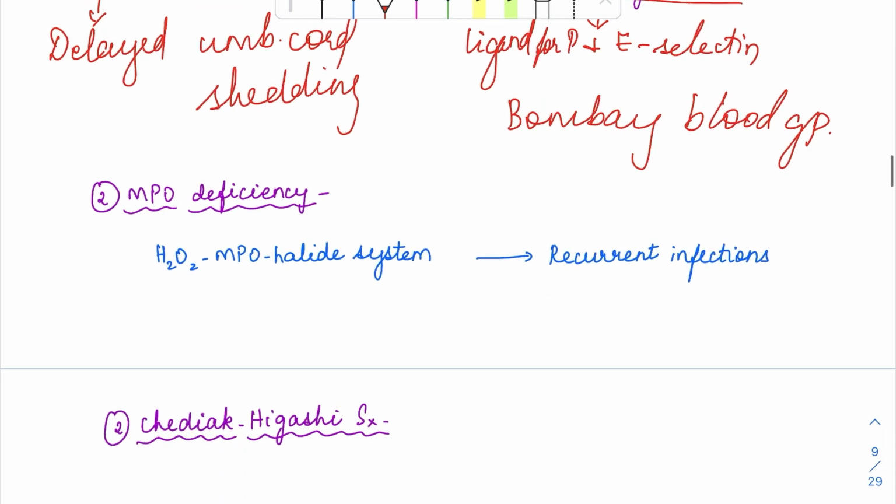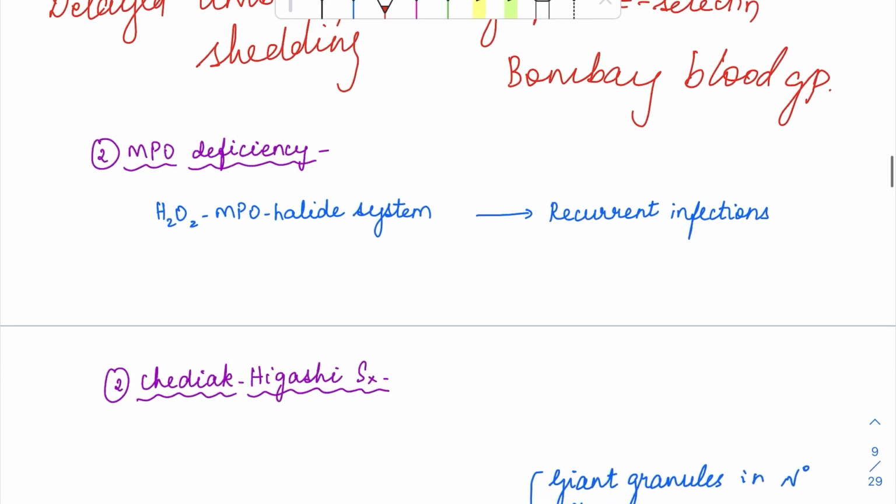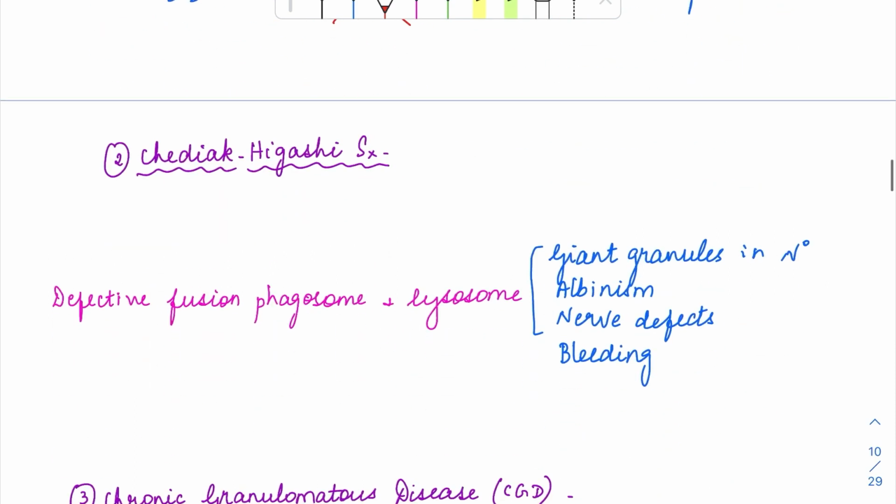It will cause a reaction. So the second clinical disease will be MPO deficiency. MPO was a neutrophil azurophilic granule, right? So MPO is not there. So what will happen? This MPO-halide-H2O2 system cannot function properly, so that again results in recurrent infections.